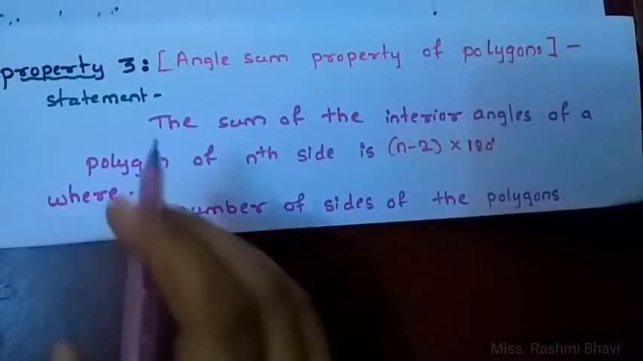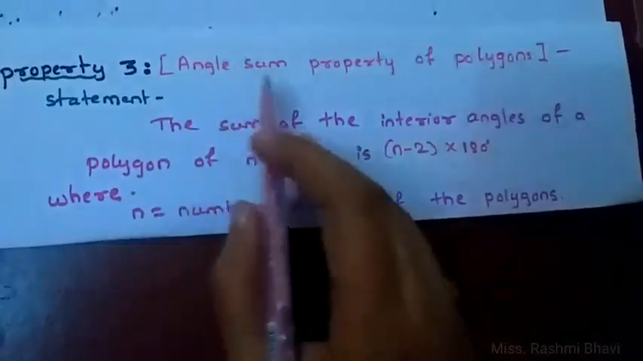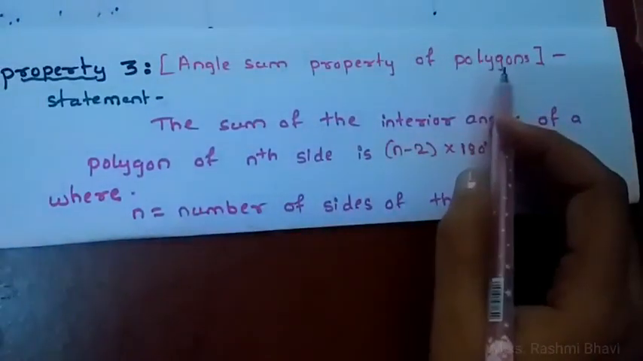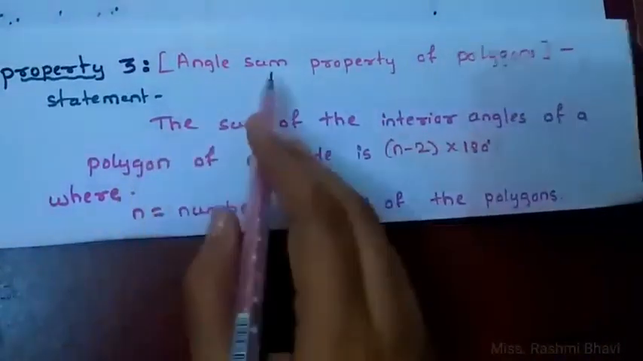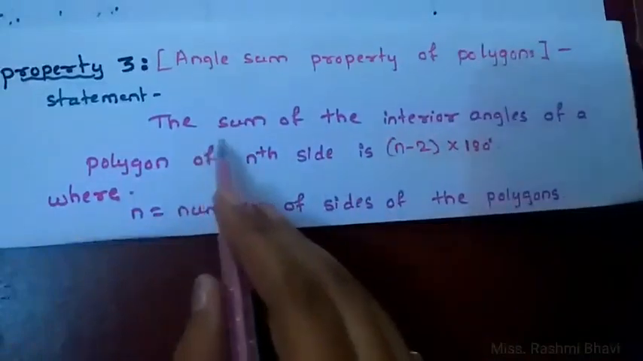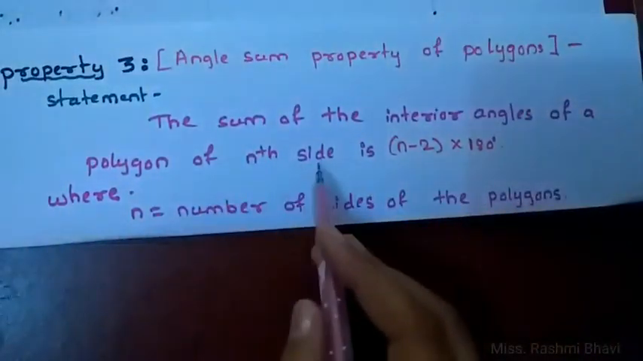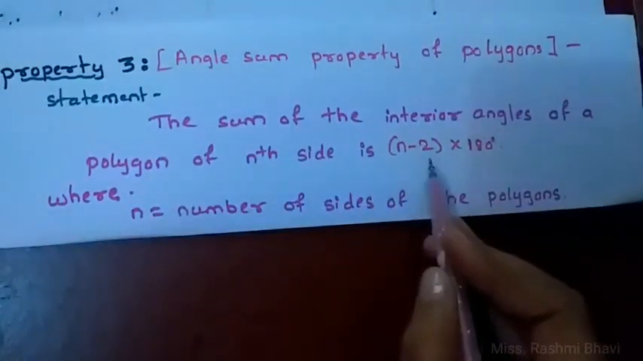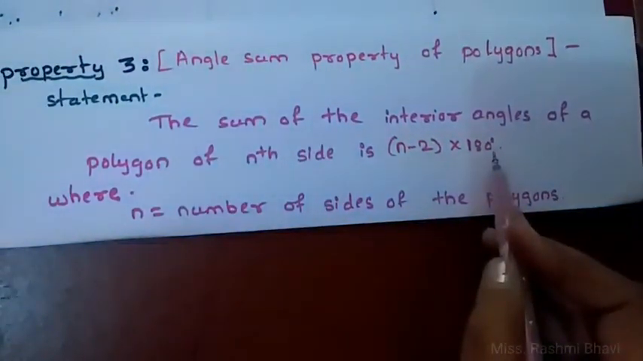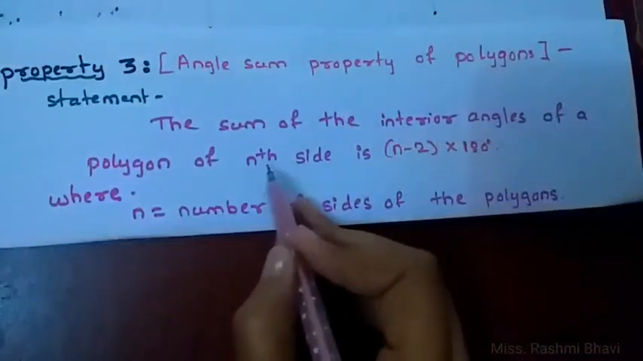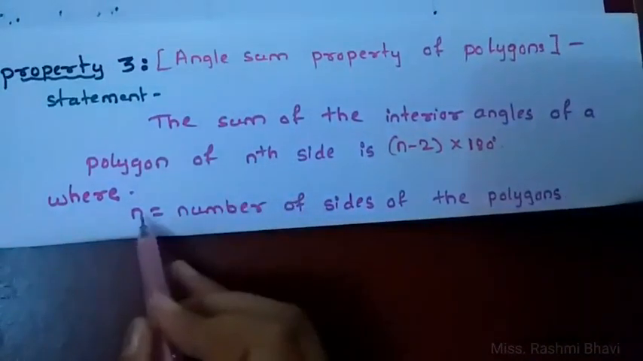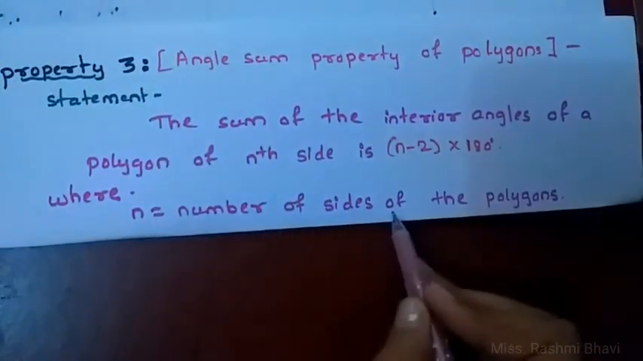The third property is angle sum property of polygons. The statement of this property is the sum of the interior angles of a polygon of nth side is n minus 2 into 180 degree. Here nth side means the number of sides. N is denoted as the number of sides of the polygons.